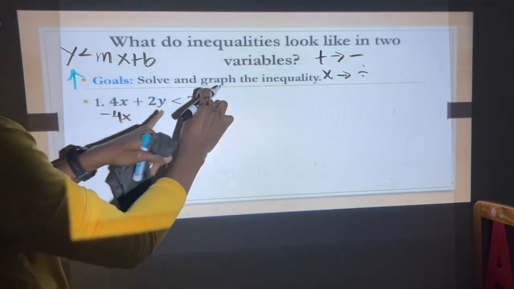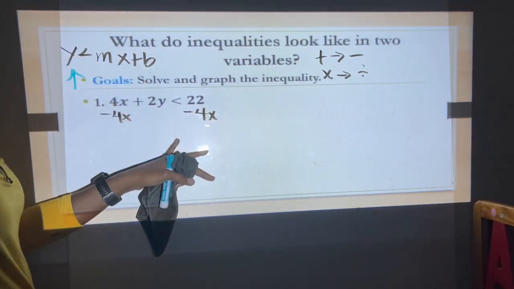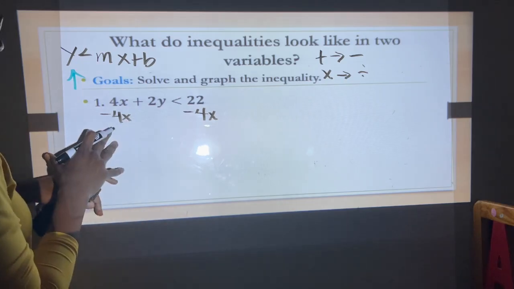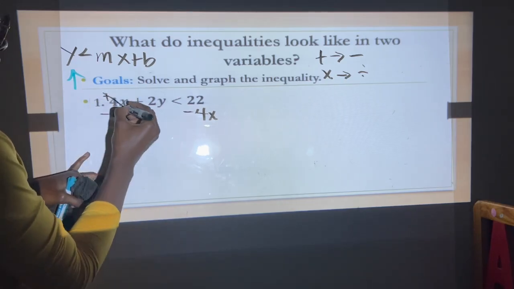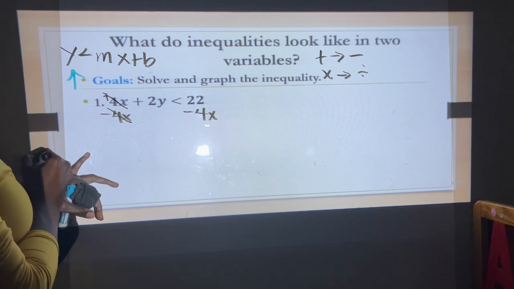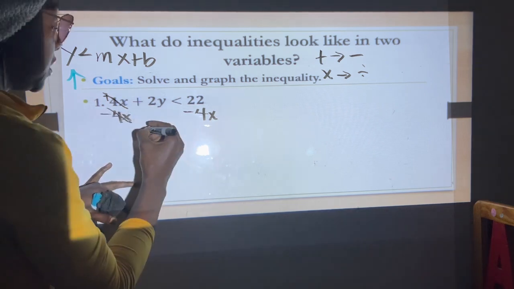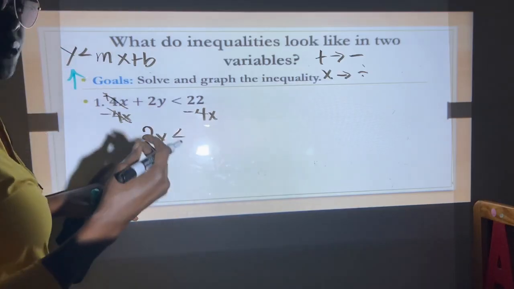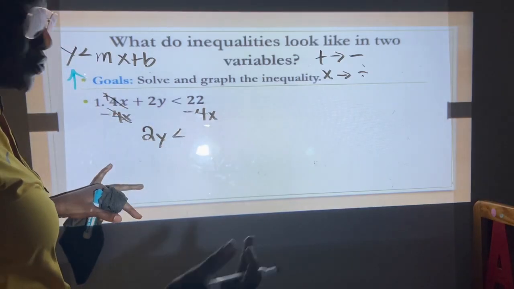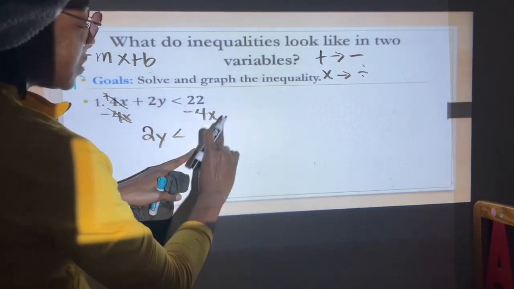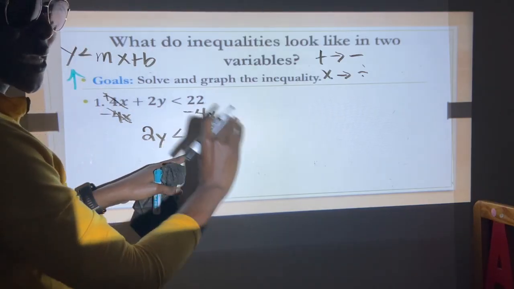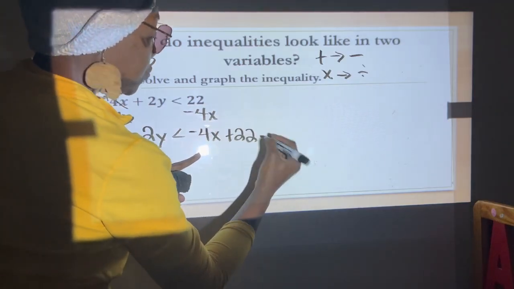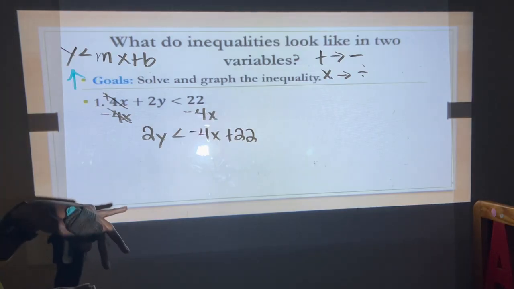Remember your like terms. On the left side, positive 4x minus 4x is 0, so we're not going to write a 0. What's left on the left side is 2y. It is still less than because we haven't performed any operation that will cause us to flip the symbol. Now, these terms are not alike, so I can't combine them. I have to write negative 4x plus 22 on the right side of the inequality.